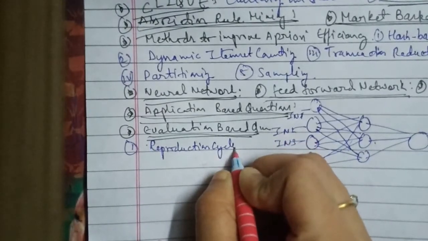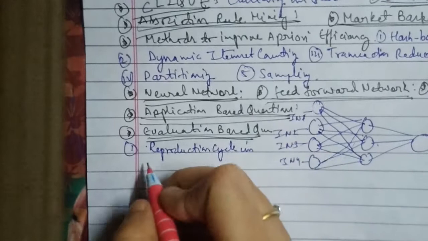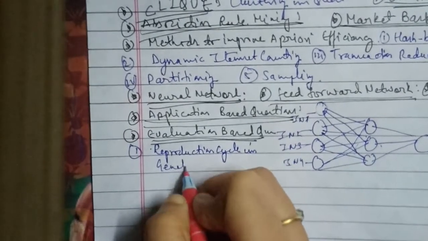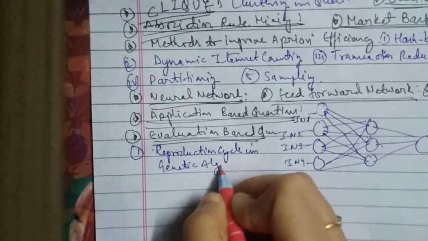Reproduction cycle in genetic algorithm.